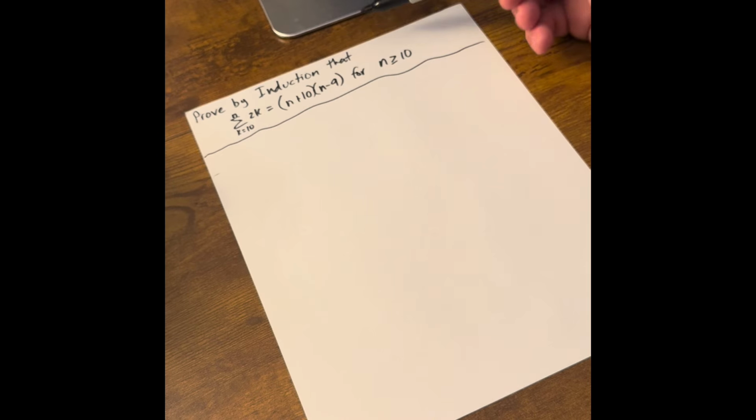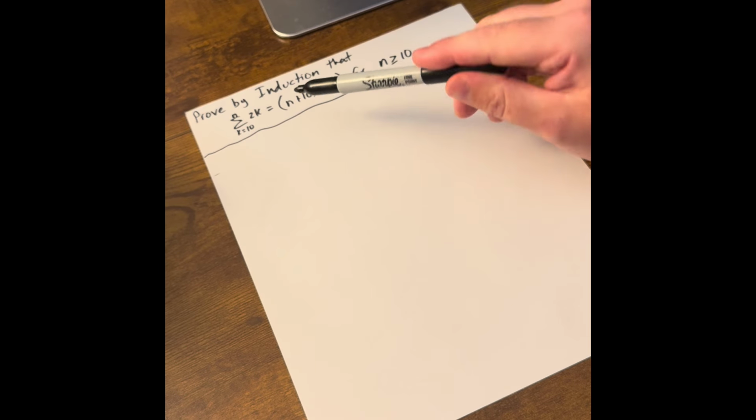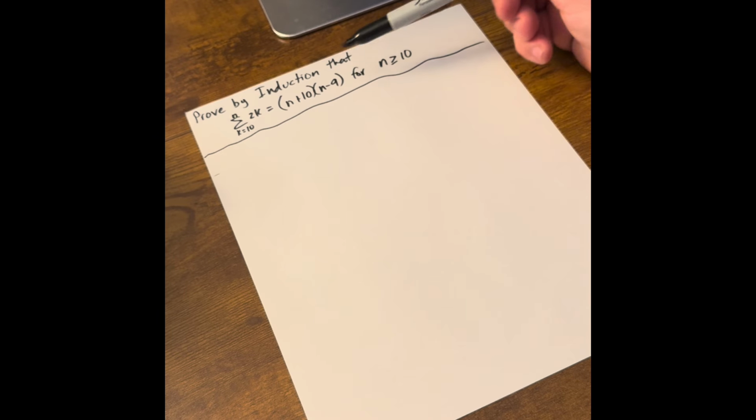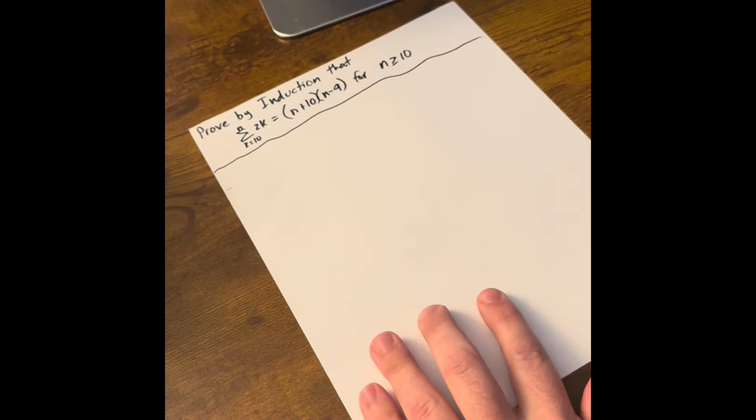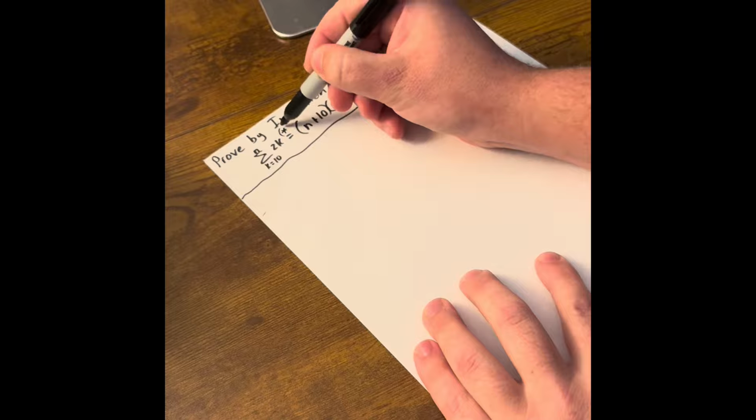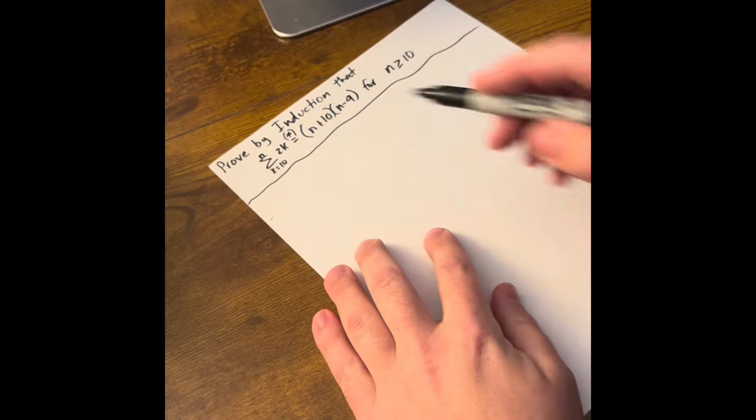We're going to prove by induction that the sum from k equals 10 to n of 2k is equal to n plus 10 times n minus 9 for n greater than or equal to 10. So, for this, we're going to call this equation star.